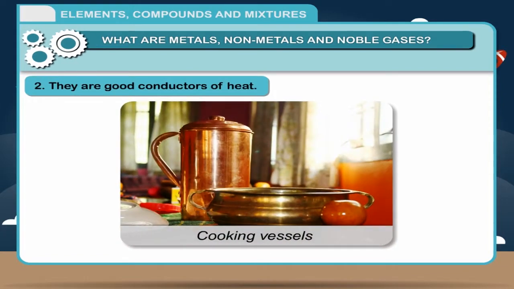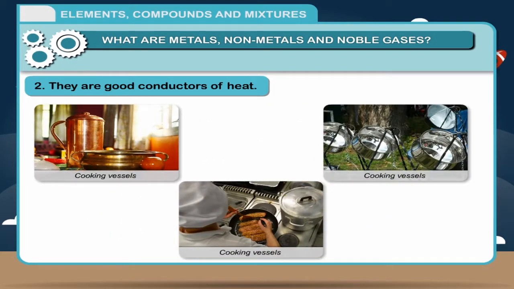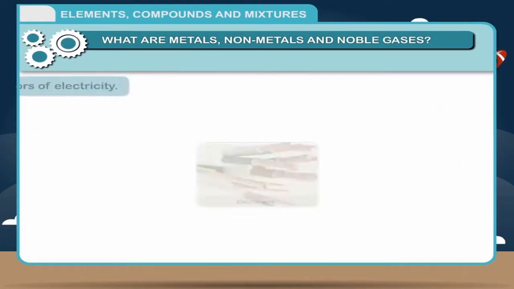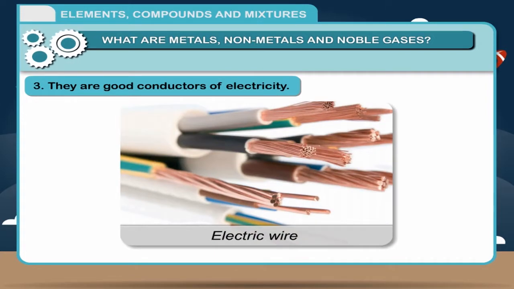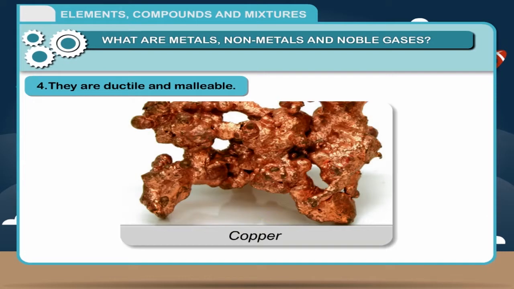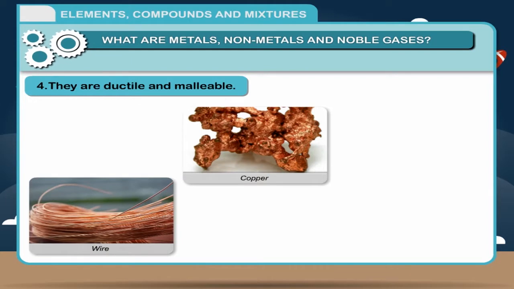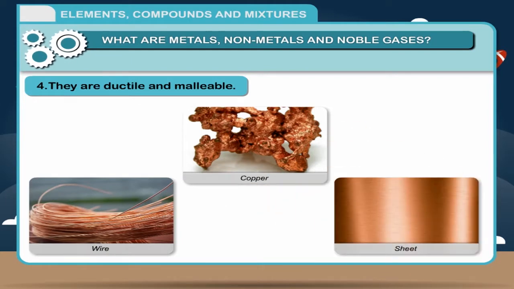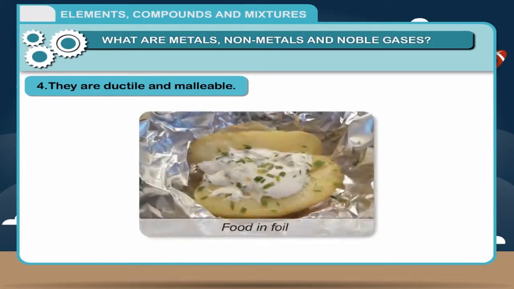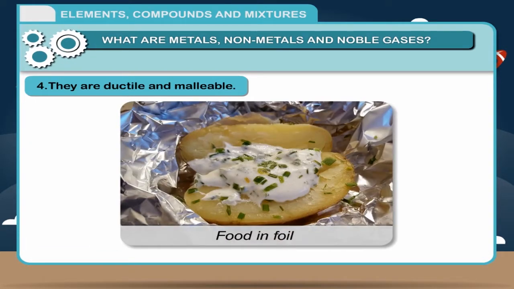2. They are good conductors of heat. Example: all cooking vessels are made of metals. 3. They are good conductors of electricity. Example: household electrical wiring is made of metal. 4. They are ductile and malleable. It means that they can be drawn into wires and beaten into sheets respectively. Example: copper is used for making wires, while foil of aluminium is used to pack food items.